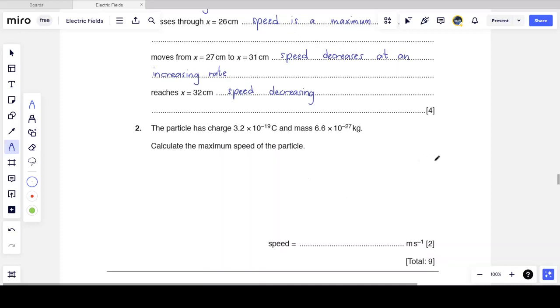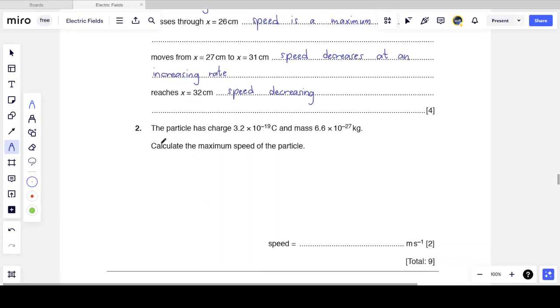Next, we are told that the particle has a charge of 3.2 times 10 to the minus 19 coulombs and a mass of 6.6 times 10 to the minus 27 kg, and we are asked to calculate the maximum speed of the particle. So how do I go about solving this problem?